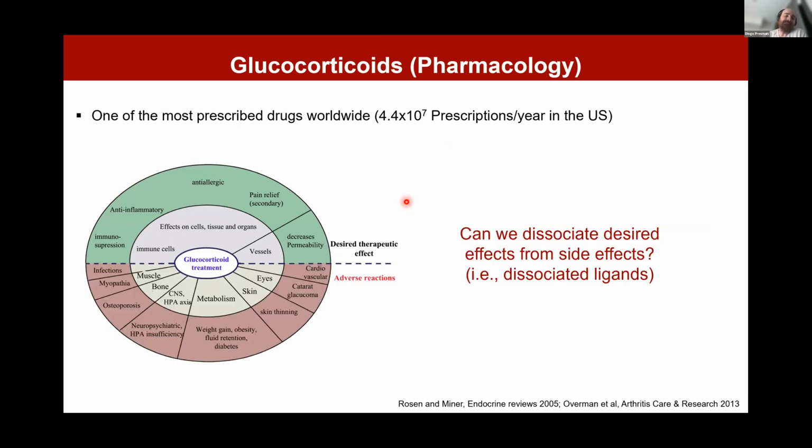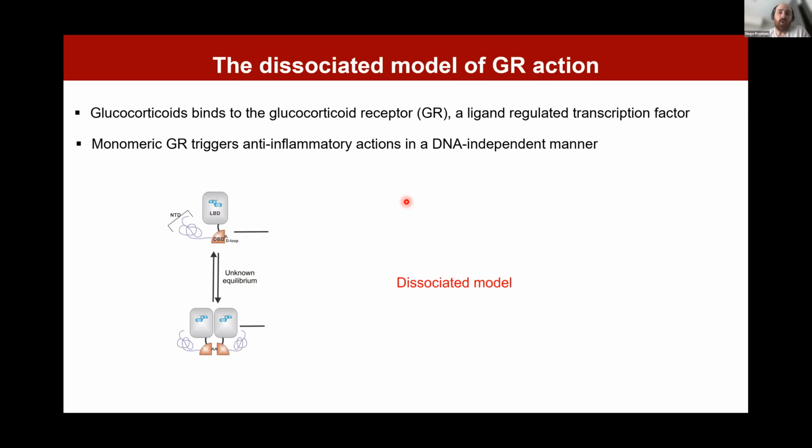Like the ones you can see on this table. So one of the objectives from a pharmacological perspective is to try to find these dissociated ligands. That will mean glucocorticoids that will keep the desired therapeutic effects, but will reduce significantly the adverse reactions. So taking that into account, a model has been built on glucocorticoid receptor action called the dissociated model of GR action. So glucocorticoids bind to a protein called the glucocorticoid receptor, which is a ligand-regulated transcription factor.